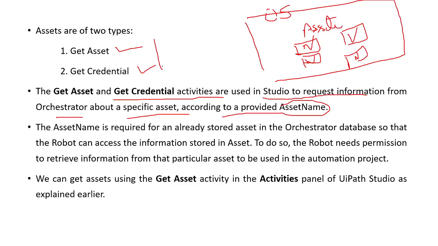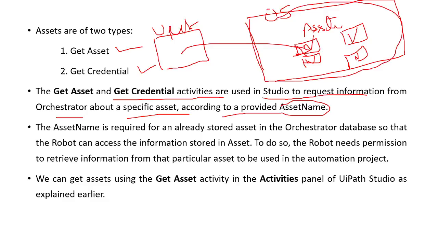Obviously, the RPA developer will work in UiPath Studio, and if they want to access these assets present in the Orchestrator server, then they have to use activities. Those activities are nothing but Get Asset and Get Credential. That's what the author is telling here. And they can fetch the asset, whether using Get Asset or Get Credential, based on the asset name.